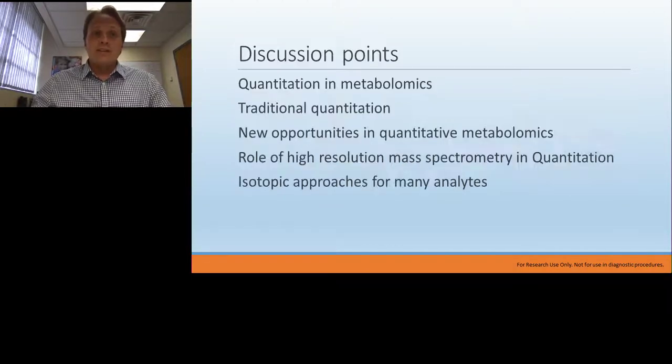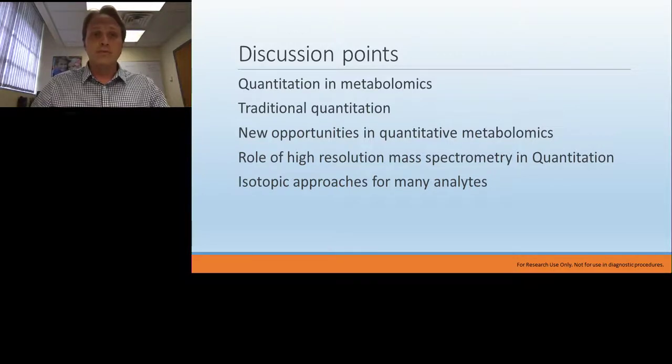So today, I'm going to talk about several points. I'm going to talk about quantitative metabolomics. I'm going to talk about traditional quantitation aspects that are related to currently how we do most quantitation. I'm going to talk about where we can be going in the future in this approach. And then I'm going to talk about primarily the role of high-resolution mass spectrometry as it plays in quantitative aspects here. And then a key part of that is understanding isotope approaches that may enable different and multiple analyte analyses within a single run.